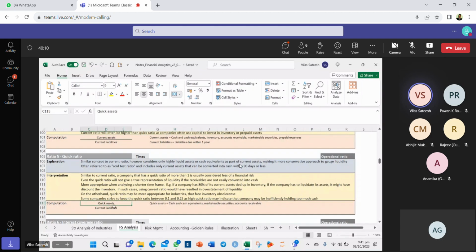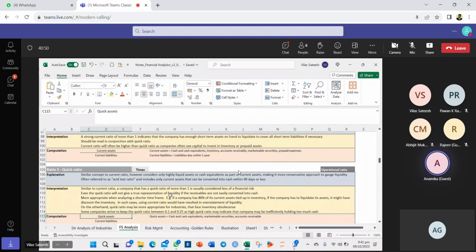Quick assets is your cash and bank balances plus any marketable securities plus accounts receivable. If it's more than 1, it's well and good. But usually most companies try to keep the ratio between 0.1 and 0.25, because if it's more than that, it means they are holding too much cash. So you are saying there is a difference between quick and current?